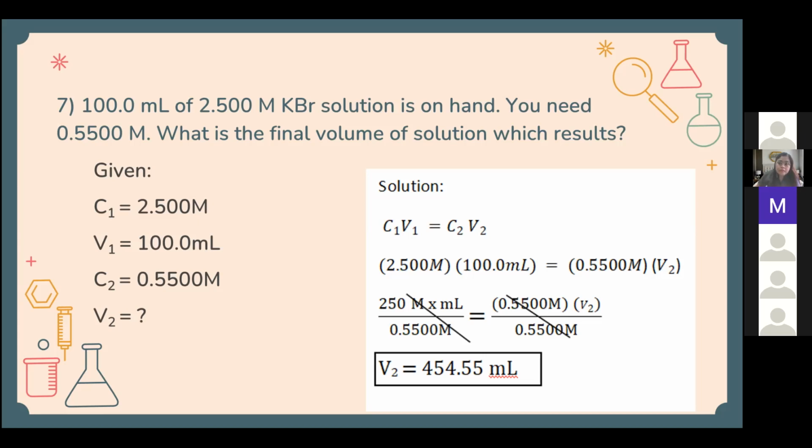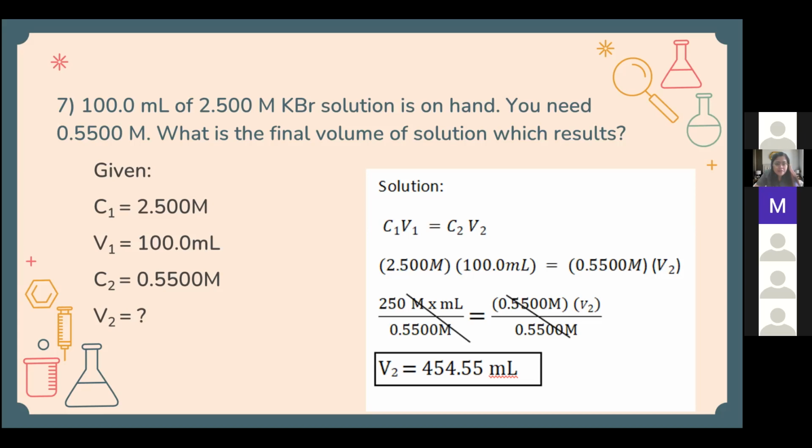Then on the other side, we cancel the 0.5500 M so that V2 remains. So the answer is 454.55 mL. So V2 is equal to 454.55 mL. Okay, sige. Now that is correct also.